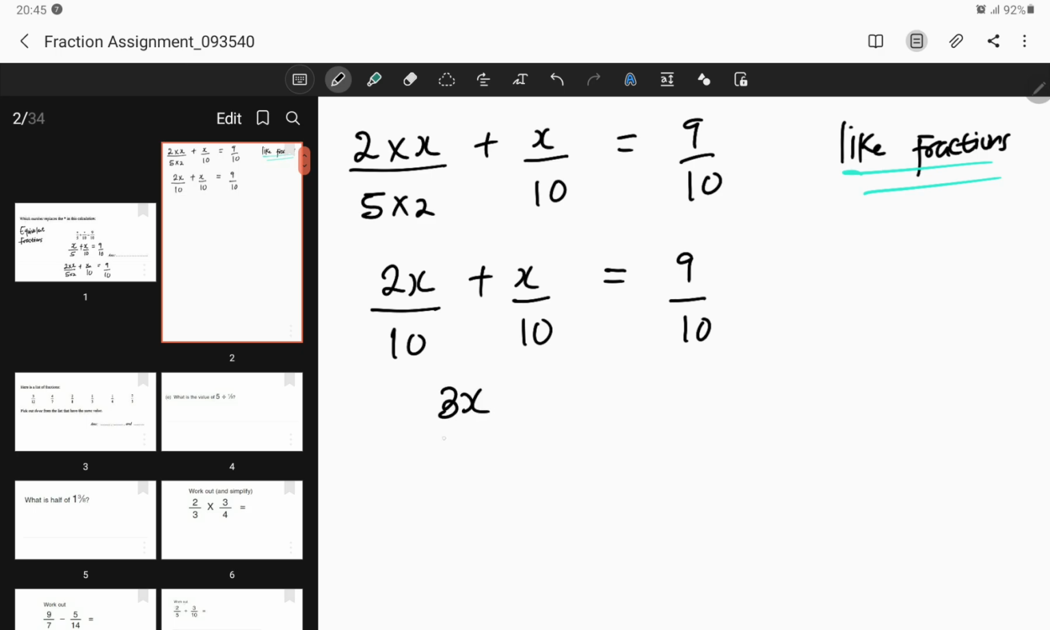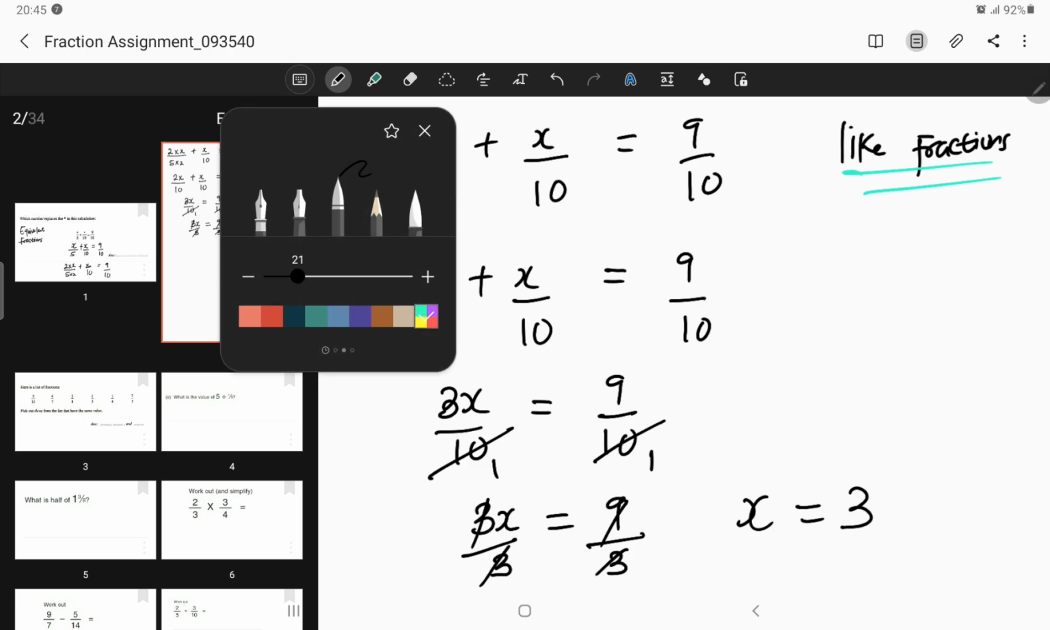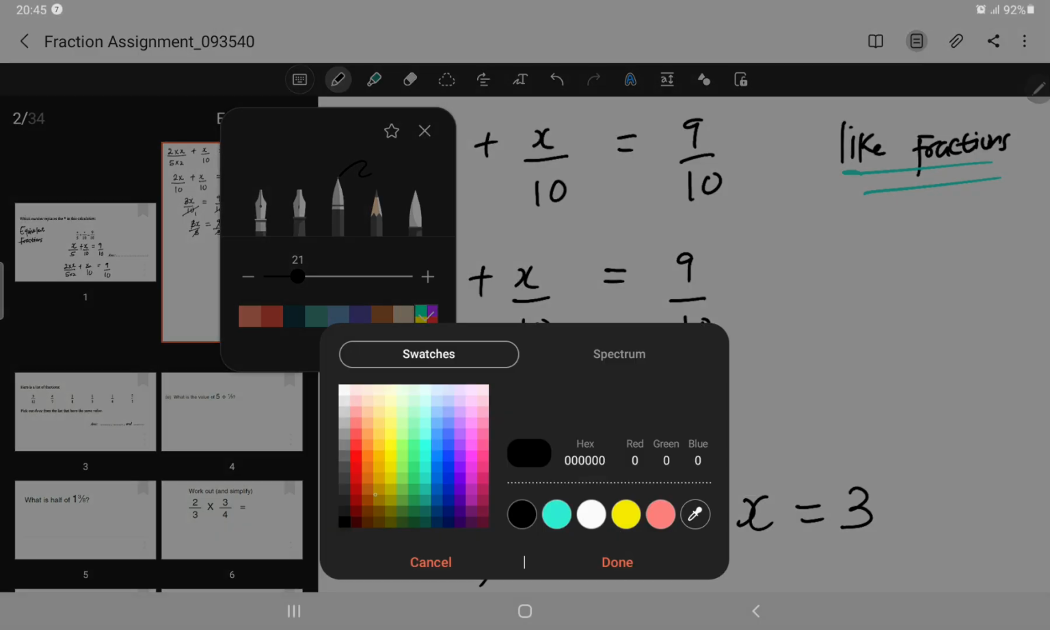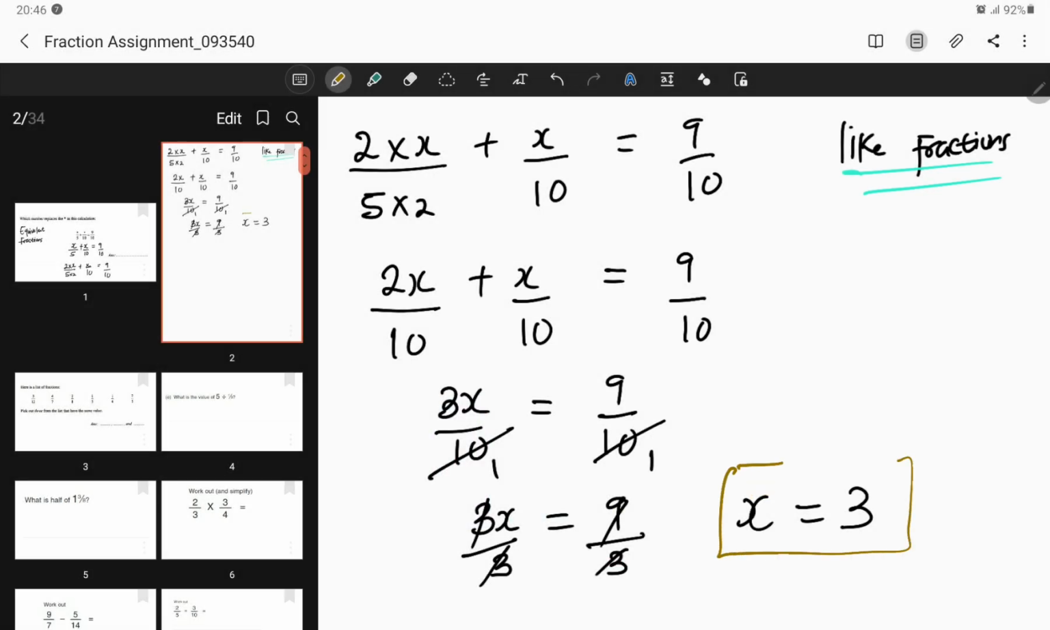We have 3x over 10 is equal to 9 over 10. Mathematically, 10 here will give us 1, 10 here will give us 1. You have 3x is equal to 9. Now we're looking for the value of x. I divide both sides by the coefficient of x, which is 3. 3 cancels 3, and we have that x is equal to 3. What is missing right there is our x, and that x is equal to 3.